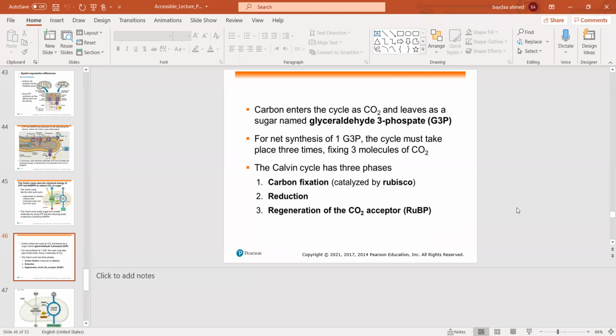The carbohydrate produced directly from the Calvin cycle is not glucose. It is actually a 3-carbon sugar called glyceraldehyde 3-phosphate. For the net synthesis of one molecule of glyceraldehyde 3-phosphate, the cycle must take place 3 times, fixing 3 molecules of carbon dioxide, one per turn of the cycle. The Calvin cycle has 3 phases: carbon fixation, reduction, and regeneration of the carbon dioxide acceptor.